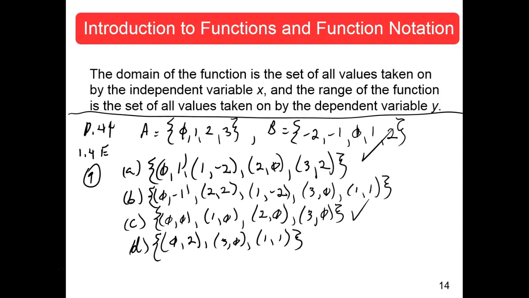This is number 9. Function A, not a function because, okay. C is a function, and D not a function because not every element in A is matched with an element for B. See that? So we got it, and for the right reasons. Okay? B not a function because element 1 in A corresponds to 2 elements, negative 2 and 1 in B. So that's not a function.